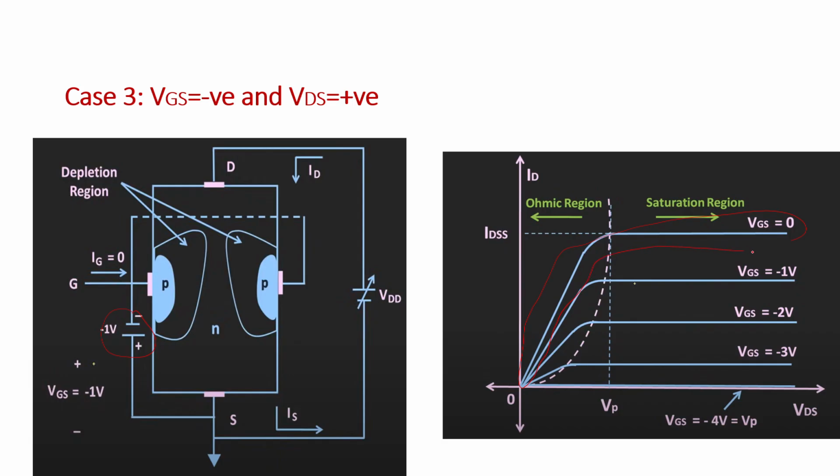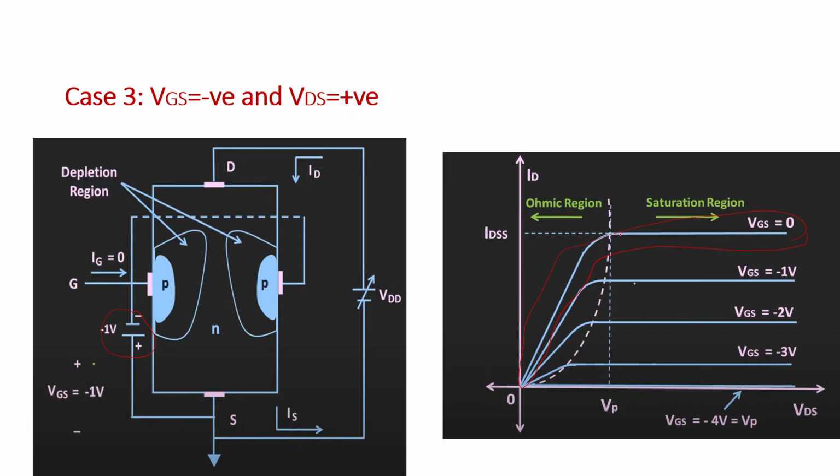So this is nothing but whatever we discussed till the last, case 1 and case 2. This part where VGS is equal to 0. And now we are applying VGS, meaning VGS is increasing on the negative scale: -1, -2, -3, -4. So what happens is, whatever happened in the second case, the same thing happens in this, but everything happens early.